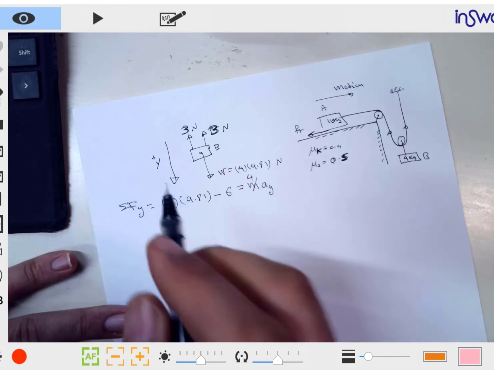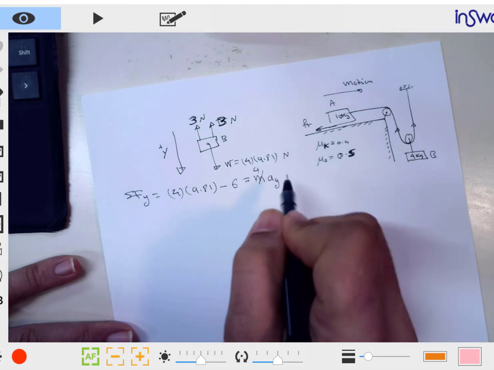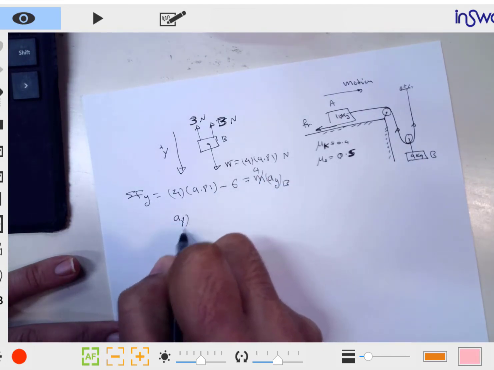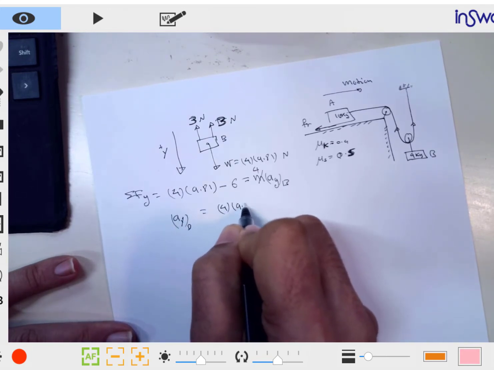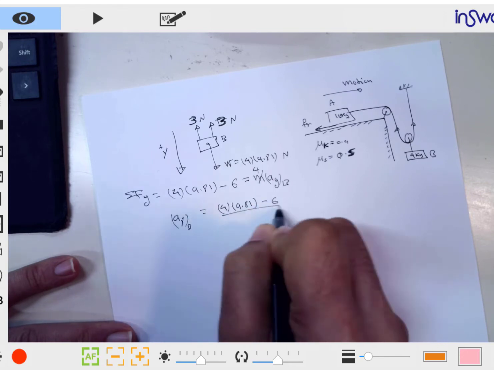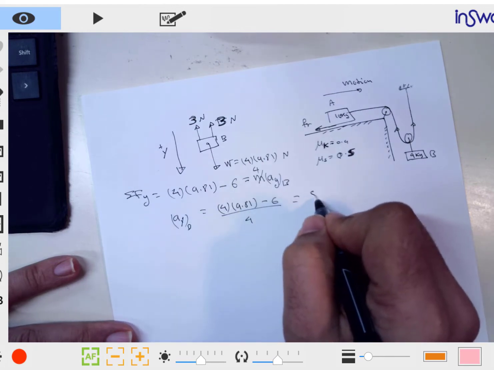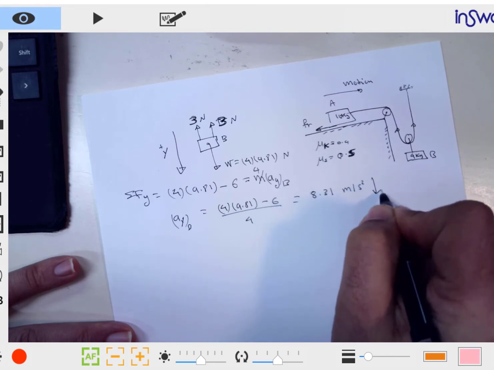So let's calculate for now the acceleration of block B. The acceleration of block B is equal to 4 by 9.81 minus 6, over 4, and that is equal to 8.31 meters per second squared, and it's downward.